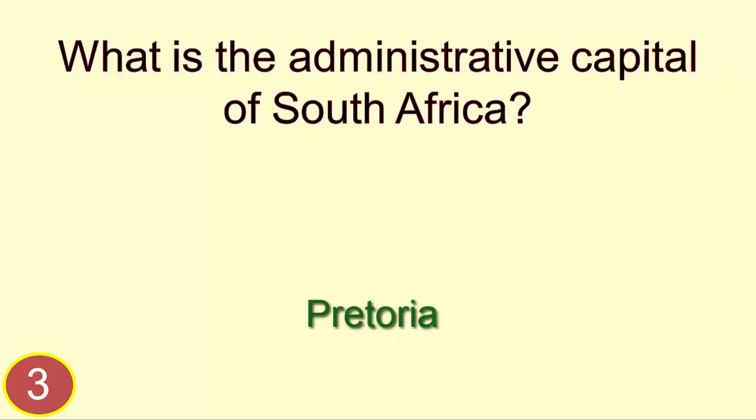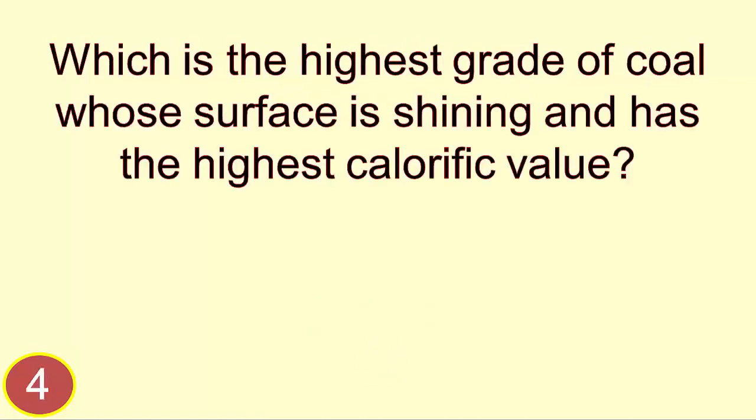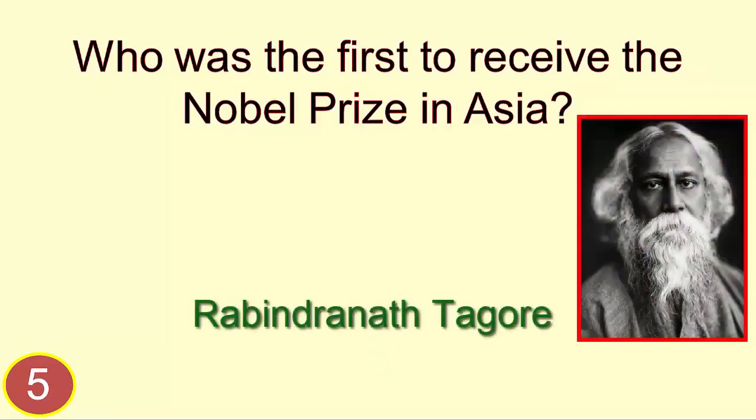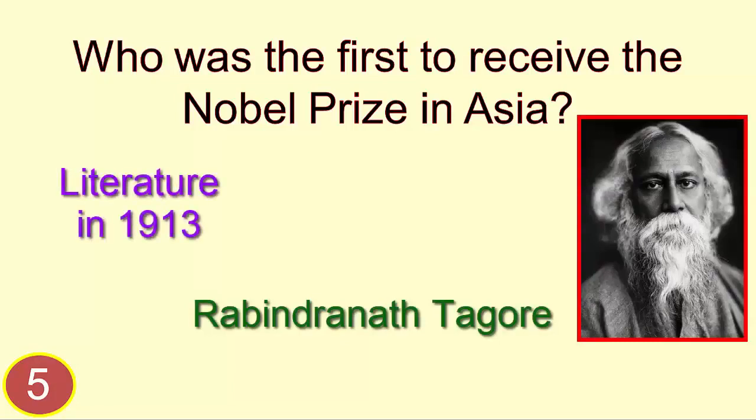Answer is Pretoria. Which is the highest grade of coal whose surface is shining and has the highest calorific value? Answer is anthracite. Due to highest carbon content and fewest impurities, anthracite is the highest grade of coal. Who was the first Asian to receive the Nobel Prize? Answer is Rabindranath Tagore. He received the prize for literature in 1913.